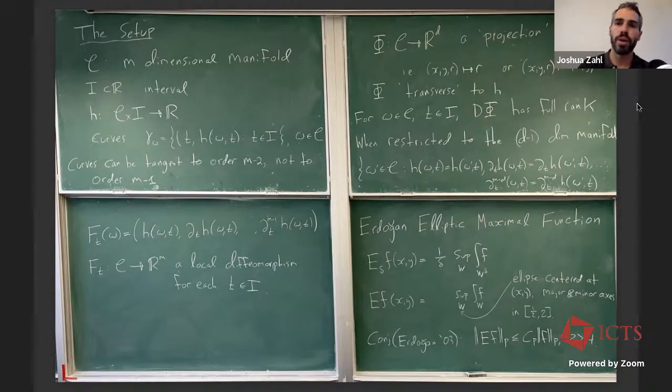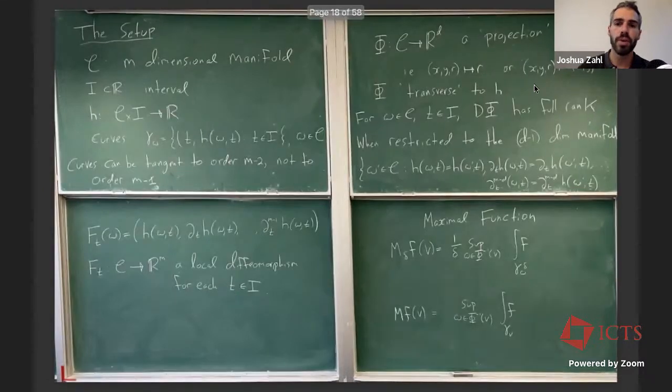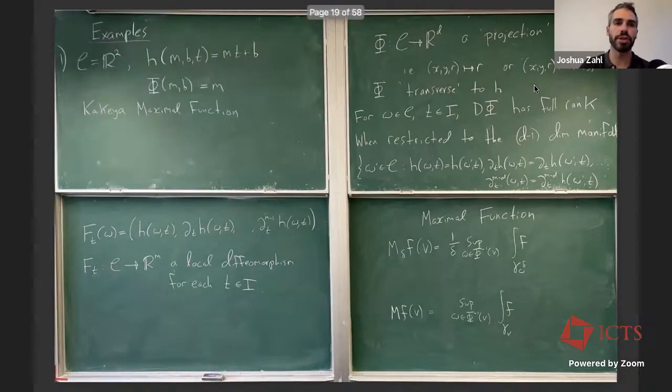Okay, so why have we set up this family of curves C and this projection function phi? Well, it's because now we can define a maximal function. For every v in the image of phi, I can define M sub delta f of v. This is the average over the delta neighborhood of all curves whose projection is v. And I can also define a version without the deltas, where instead of taking the average over the delta neighborhood, I just take an average over the curve itself. So hopefully this definition makes sense, but let's look at a few examples just to get a sense of what's going on.